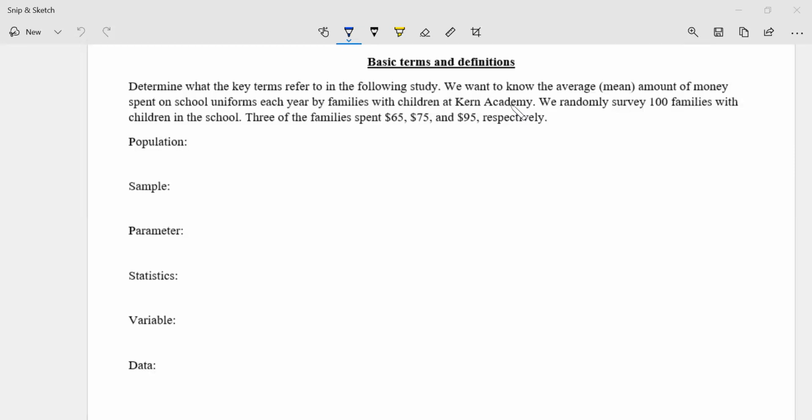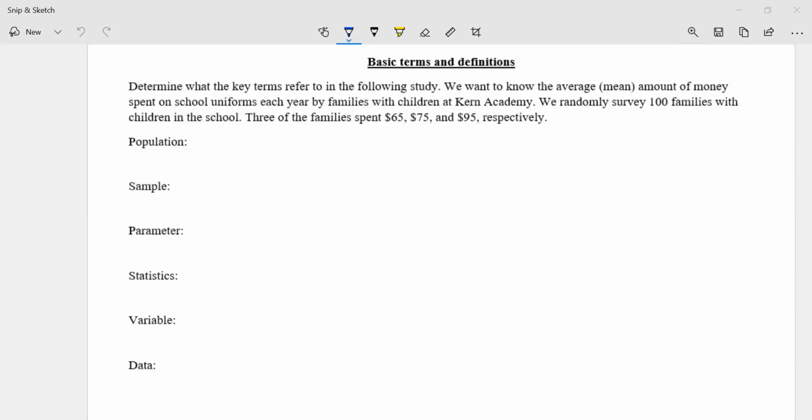So like I said, it's a study that I'm doing. We randomly surveyed 100 families with children in this school. Three of the families spent $65, $75, and $95 respectively. So now the population. The population is basically who do I want to study. You guys learned, when you go to your key terms, you still have those.